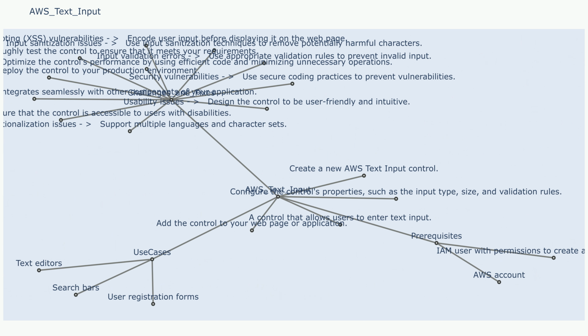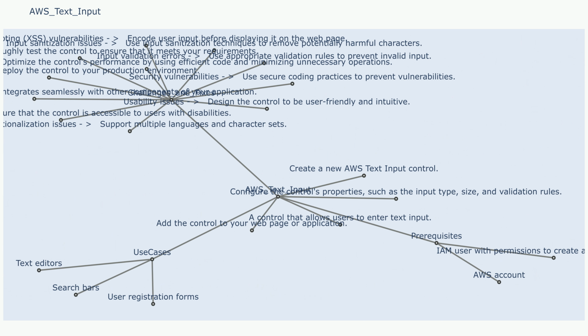Integration issues. Ensure that the control integrates seamlessly with other components of your application. Use a consistent data model across the application. Use a well-defined API to communicate with other components. Test the control's integration with other components.